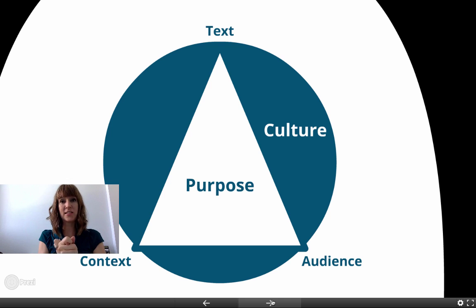So what is the text? What kind of language do you need to use? How do you need to use that? Who is the audience, and how is this particular purpose meaningful to them? How is this type of communication purposeful to that particular audience?